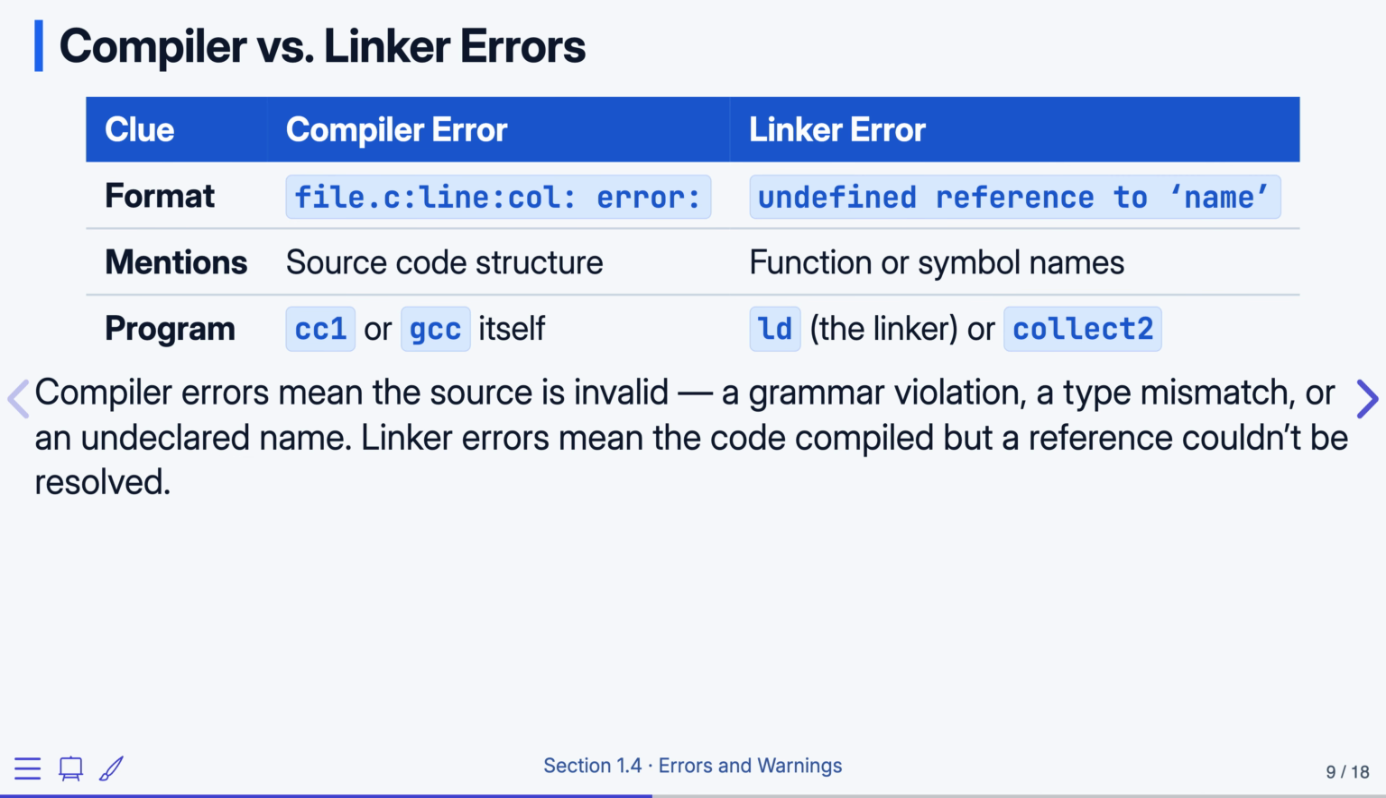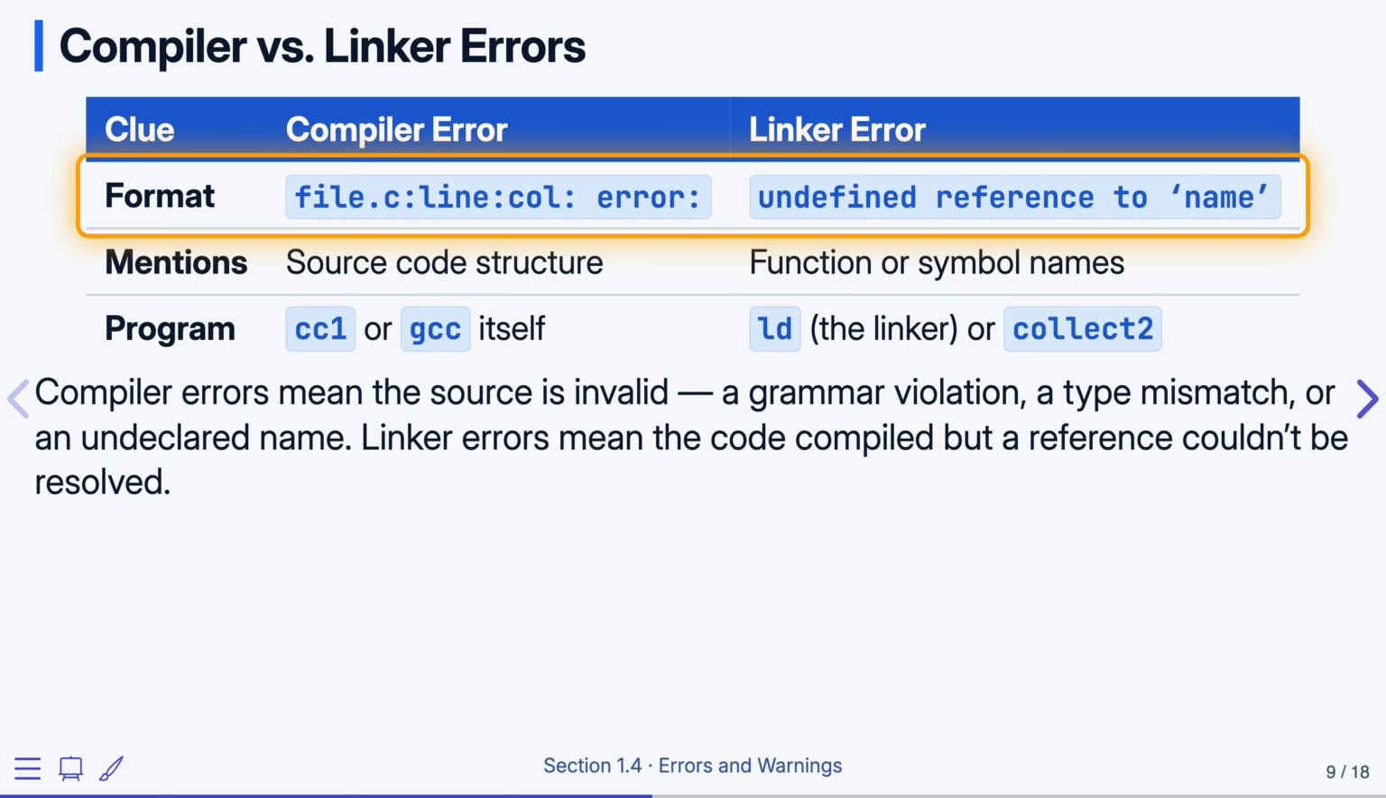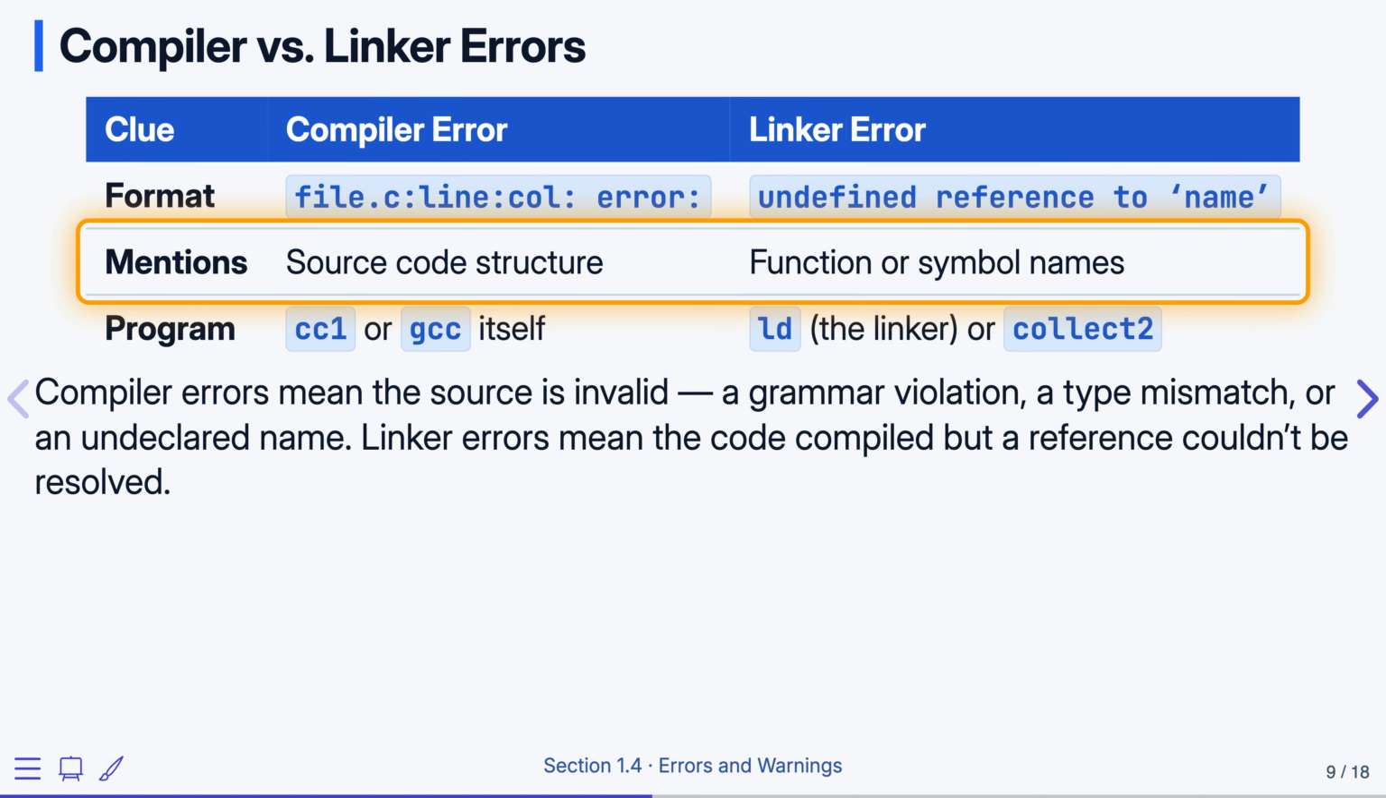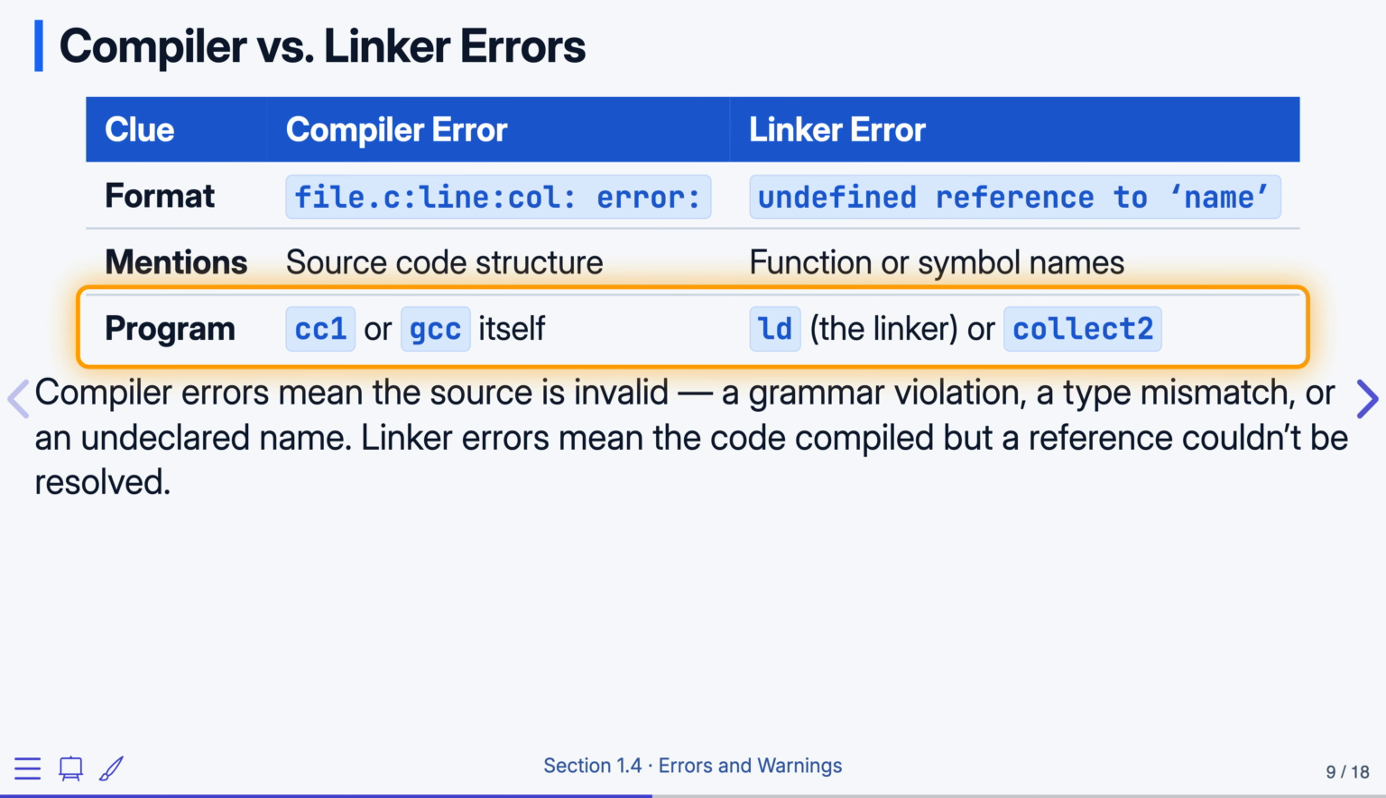How do you tell a compiler error from a linker error? Three reliable clues. The format: compiler errors show file, line, column, then error. Linker errors say undefined reference to a name. What they mention: compiler errors talk about the code structure. Linker errors talk about function or symbol names. And the program: compiler errors come from cc1 or GCC itself. Linker errors come from ld, the linker, or collect2. The fix is different for each, so the difference matters.